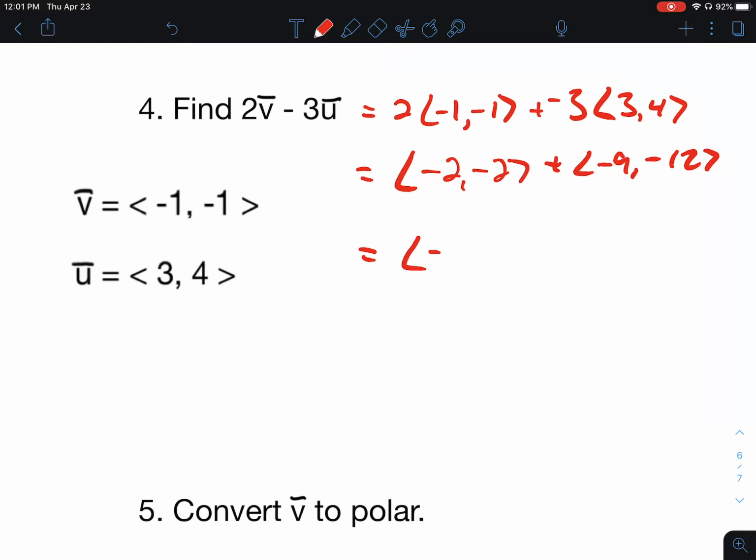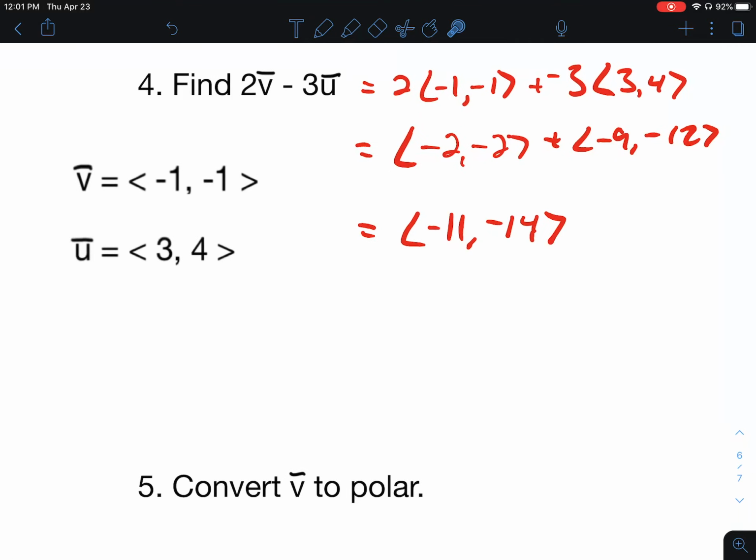Add the x components, you get -11. Add the y components, you get -14. So this is a new vector. You go left 11, you go down 14.